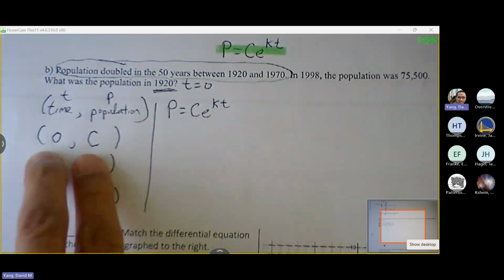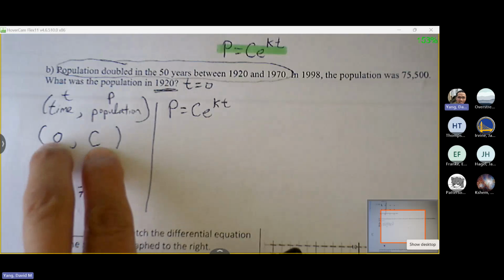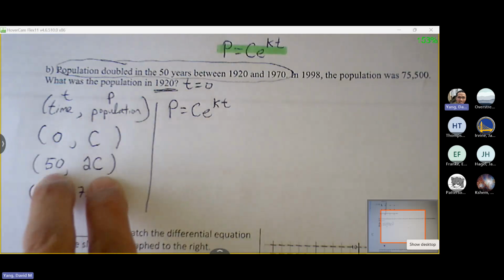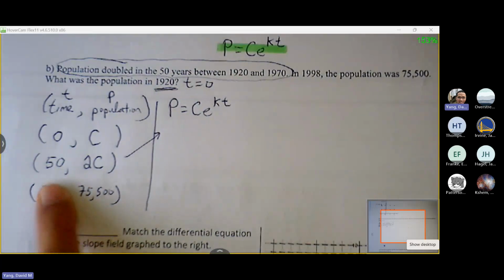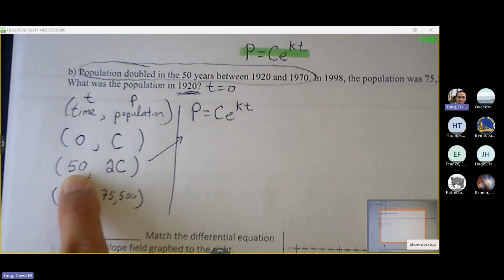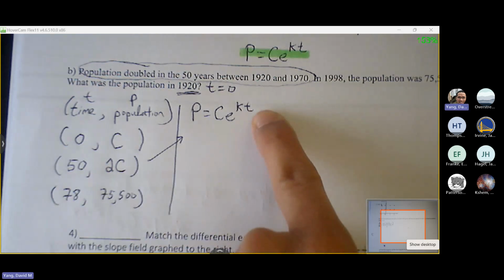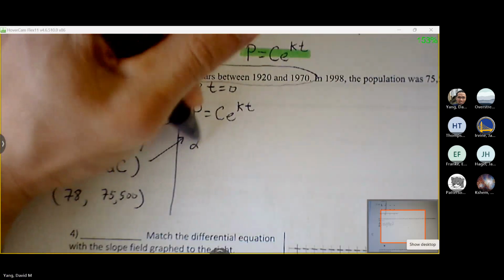Okay, so normally we would plug this in and find C, but we don't know what C is. So we're going to skip this and move to the second ordered pair. All right, so I'm going to plug this into my equation and see what that gets me. What can I plug 50 in for? T, right? 50 is my T. 2C will plug in for P.